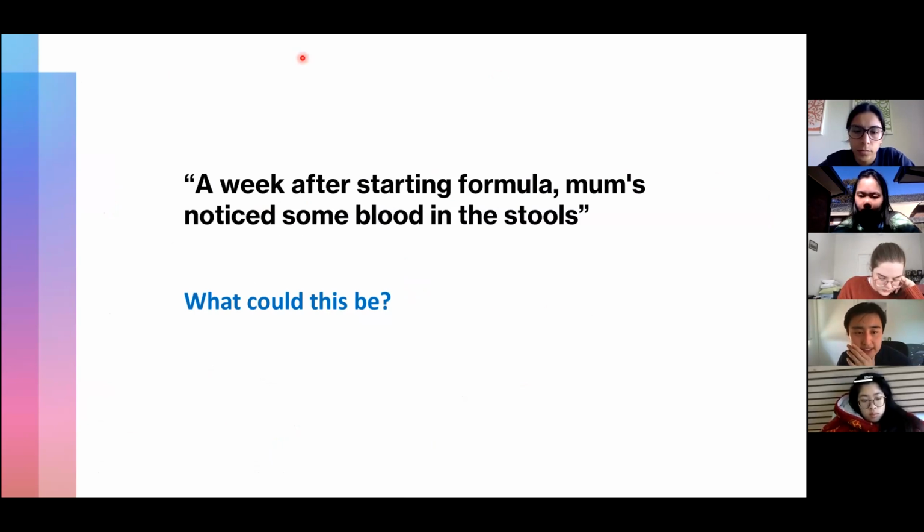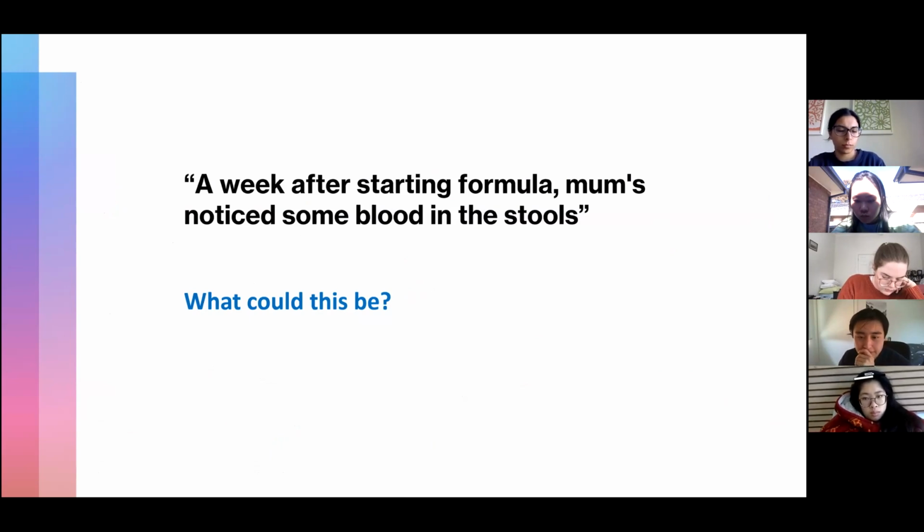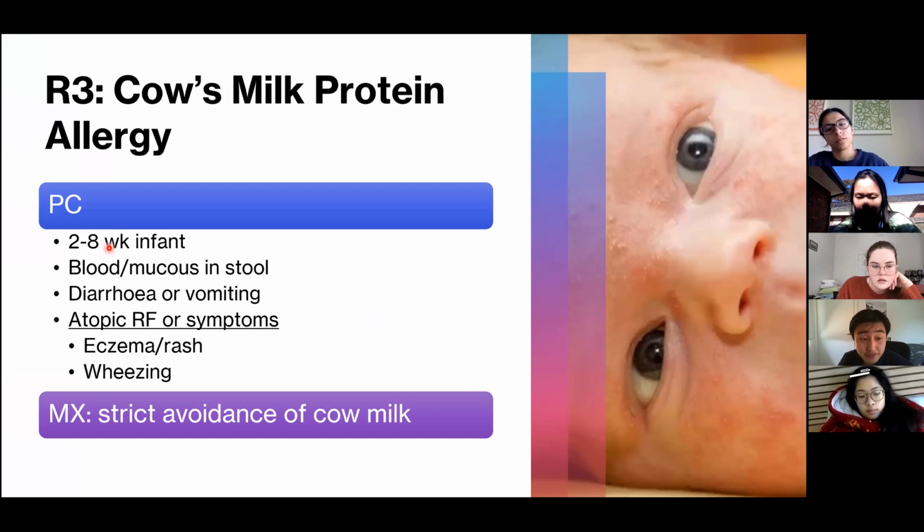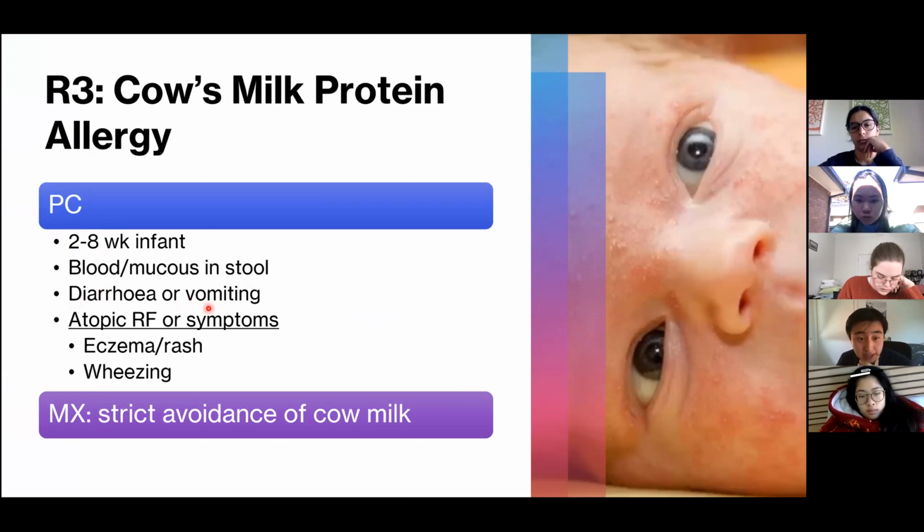Now, here's another classic stem of a condition. Does anyone know what this could be? Very good. So this is cow's milk protein allergy, and this is the classic stem. You're looking for a child that's very young who has just started formula, and the characteristic signs are blood and mucus in the stool. They might also have some diarrhea or vomiting, and sometimes they might also have some atopic risk factors or symptoms. As you see here, the child on the right has some eczema. So in those conditions, you would think about cow's milk protein allergy, and the management for that is to avoid cow's milk.